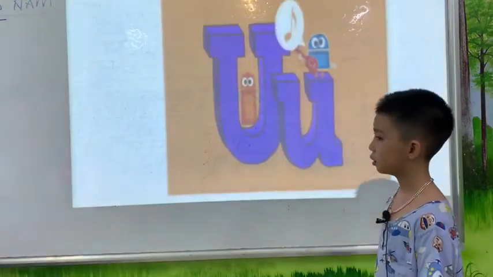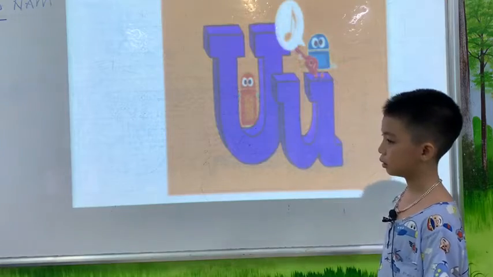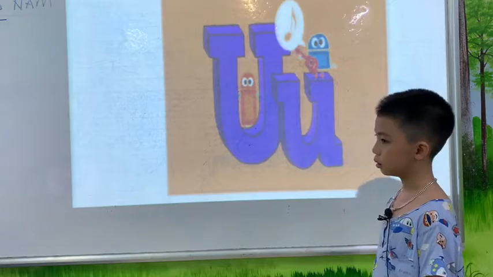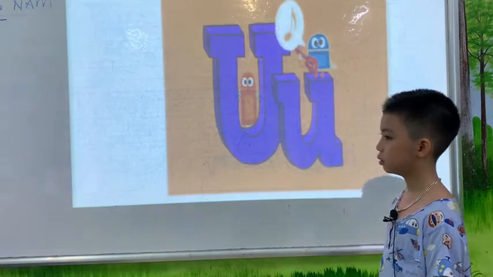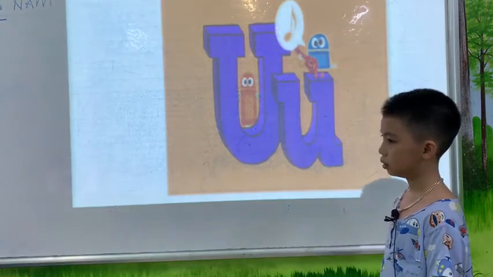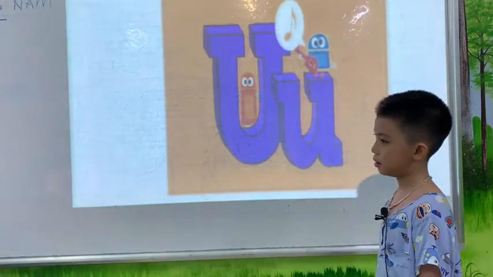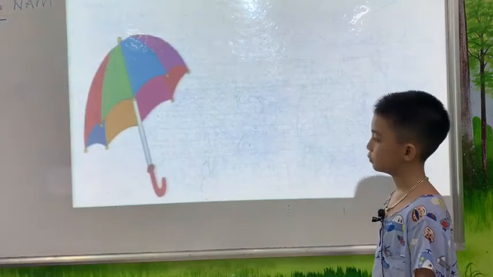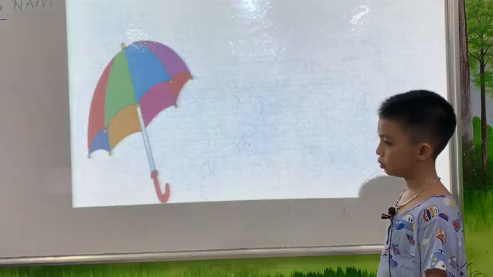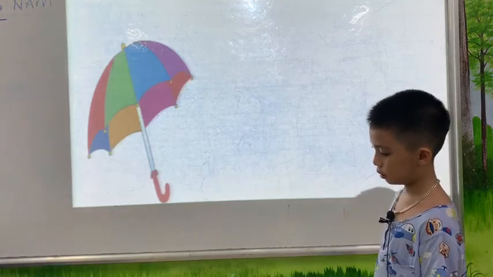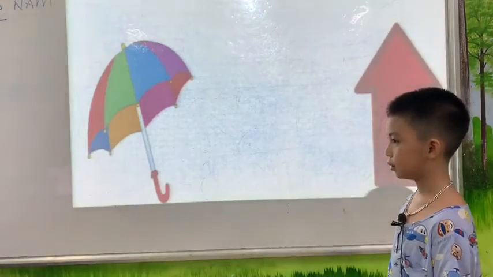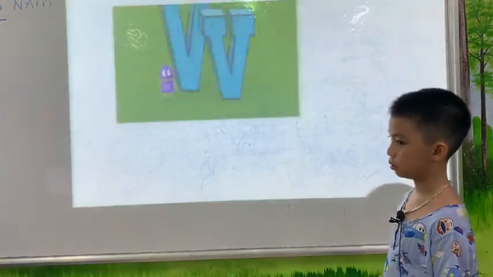Okay, what letter is it? Letter U. Okay, U sound. Okay, now what's in it? It's an umbrella. Okay, how about this one? Up. Very good. Okay, next letter.